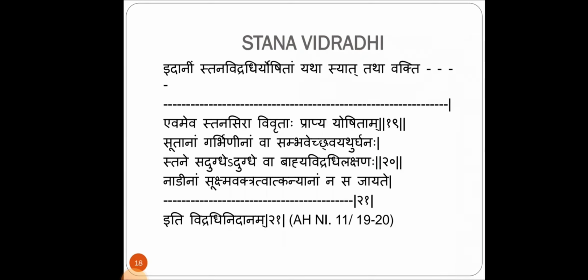And it is told that the vaktra, meaning the openings of the nadis, in case of Kanya will be minute, so this condition will not occur in Kanya. It will mainly occur in the Garbhini or Sutika avastha, and it will not occur in Kanya as the openings of the channels are very minute. This condition will not happen in Kanya. That is told in the Ashtanga Hridaya text.